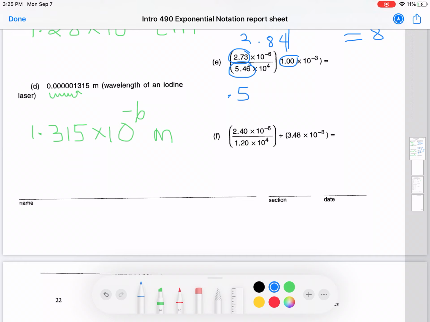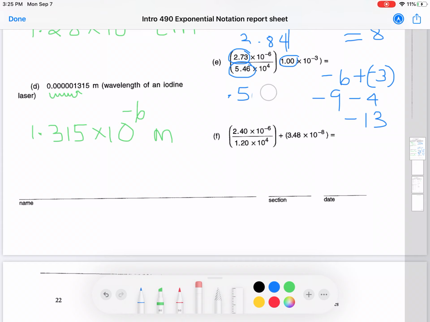And then you do your exponent. So negative 6 and negative 3. That's an addition. So negative 6, you add negative 3. And then a division by 10 to the 4, so you do a subtraction. So negative 6 plus negative 3, negative 9. And then you subtract negative 4. Negative 9, negative 4, how much is that? Negative 3. So 0.5, in fact 0.500, because we want to keep it in three significant figures.